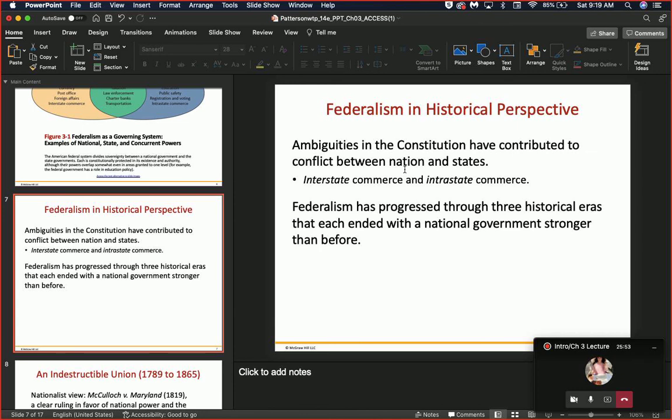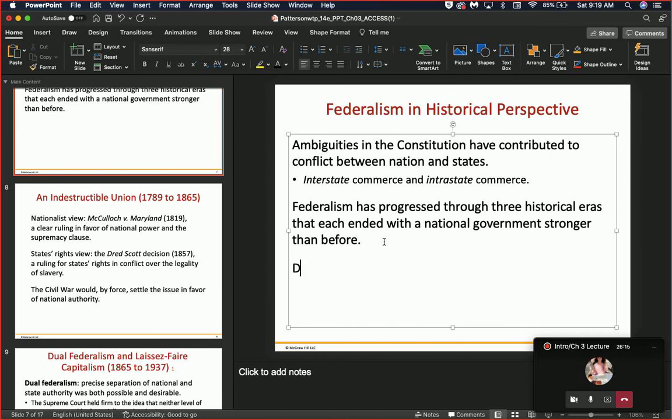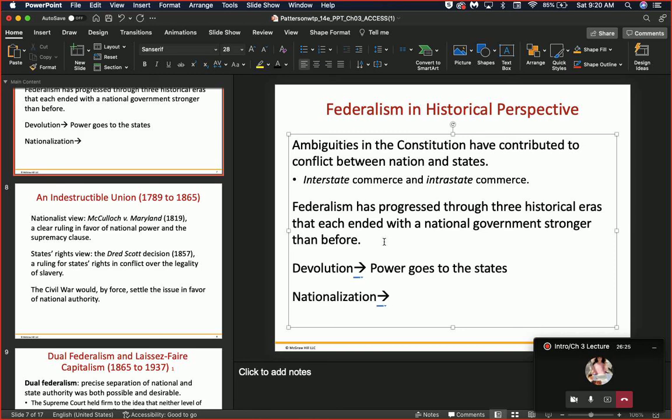Ambiguities, meaning confusions, places that aren't quite clear in the Constitution, have contributed to conflict between the nation and the states over interstate and intrastate commerce. Federalism has progressed through three historical eras. We have seen this process of what is known as devolution, which is basically when power goes to the states, and nationalization. Again, you see that word national: the power going to the national government.